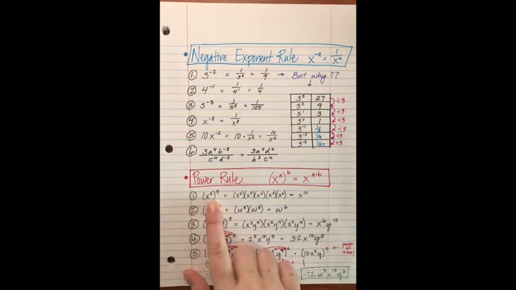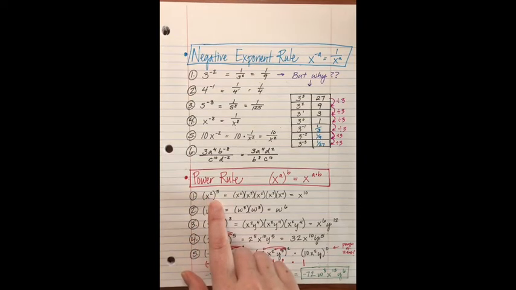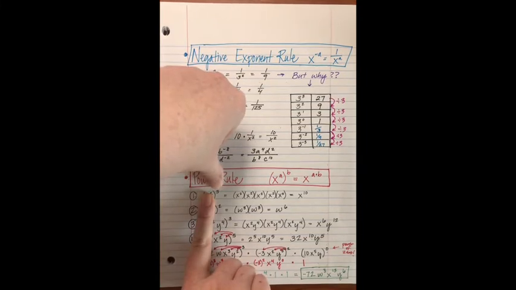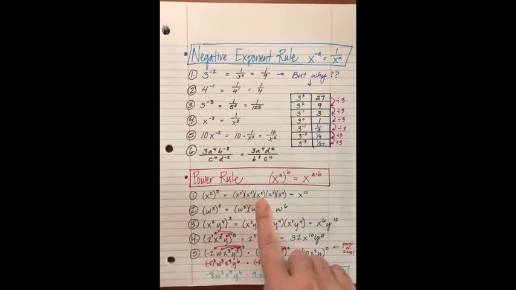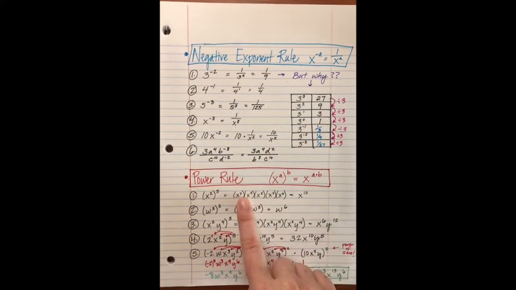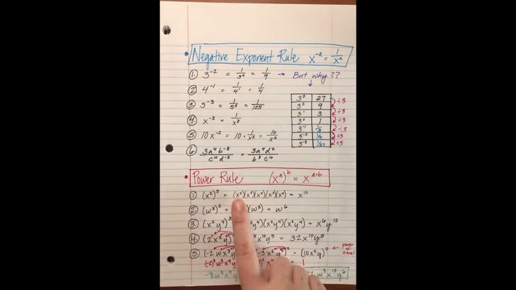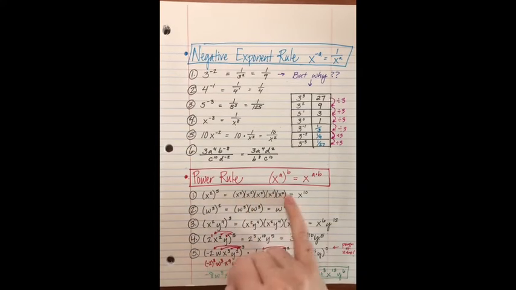So number one, x squared raised to the fifth power. We think of this as whatever's in here being multiplied by itself five times. So we have x squared times x squared times x squared times x squared times x squared. Now here you're actually going to go back and use your product rule, because right now you're multiplying. Bases are the same, all of these have a base of x, so I add the exponents. 2 plus 2 plus 2 plus 2 plus 2 is 10, okay?